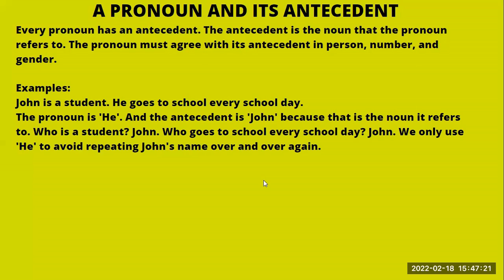So I hope you have understood what is meant by a pronoun and its antecedent. The word antecedent simply means what came before. And when we mention the name John, the word John comes before we begin to refer to John as he. So John is the antecedent of the pronoun he. Okay?